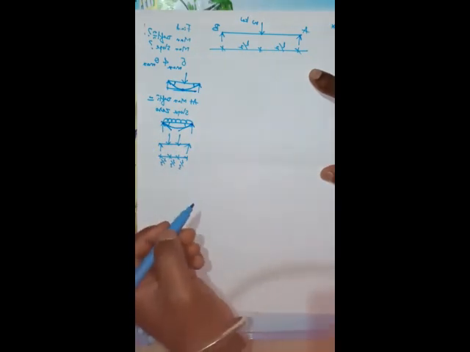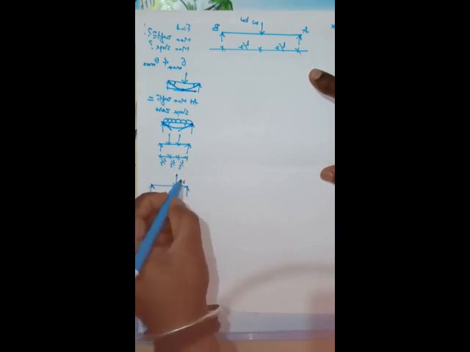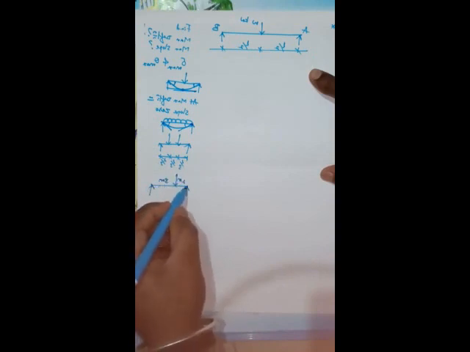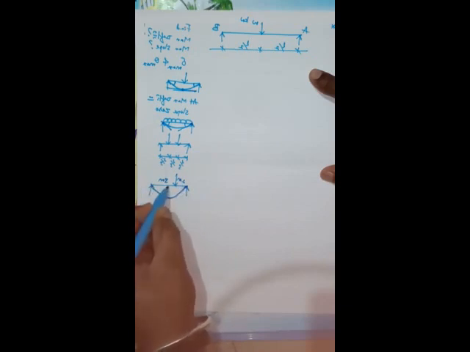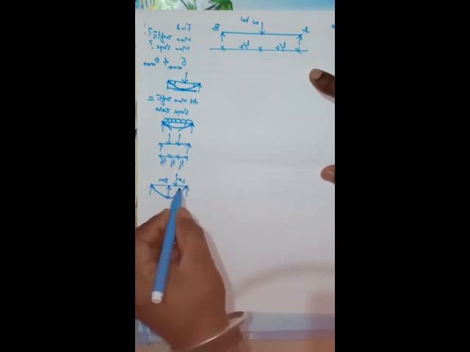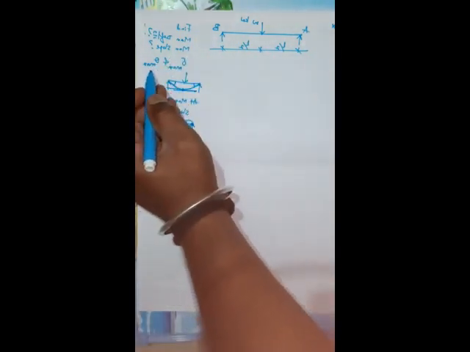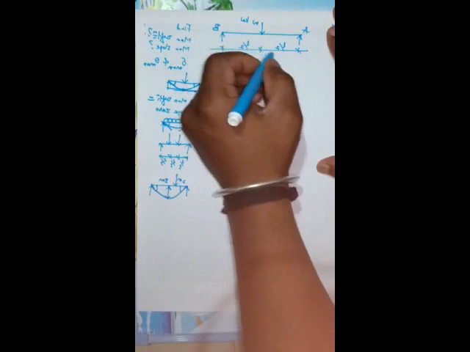If unsymmetrical loading is there, for example a load somewhere at 2 meters, another at 3 meters, it may deflect something like this. Near the center it may be maximum, but not exactly at the center. The total span is 5 meters, so the deflection is maximum near 2.5 meters, but not exactly at 2.5 meters. Even the slopes at the two supports will be different, not the same. So you need to find the maximum slope and maximum deflection in the case of a simply supported beam.